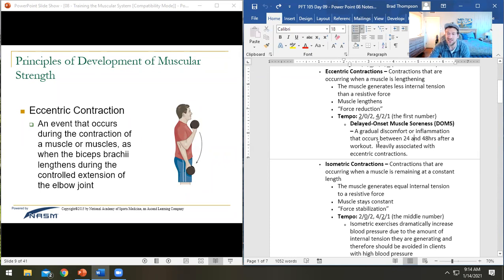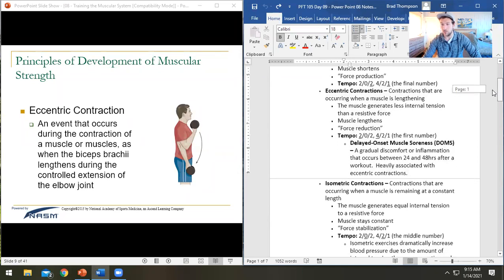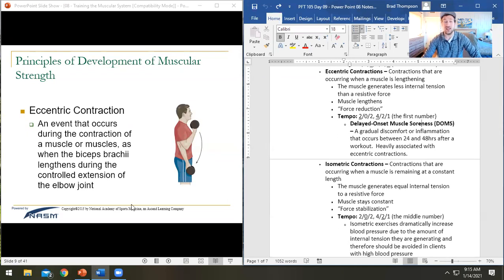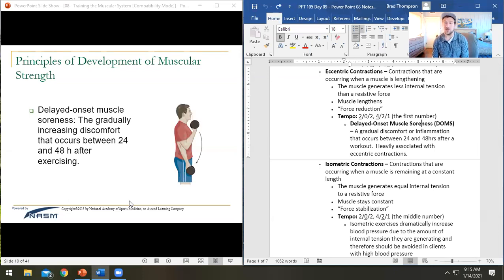And we know that DOMS is heavily associated with eccentric contraction. So the longer your eccentric contraction is, the more effort you're putting into it, the more likely you are to be very sore the next day or maybe 48 hours after. And those are very associated with hypertrophy, muscular growth, right? That's why they're so popular amongst bodybuilders. Bodybuilders really like those long eccentric contractions because it results in a lot of inflammation, and that inflammation translates to muscular growth.